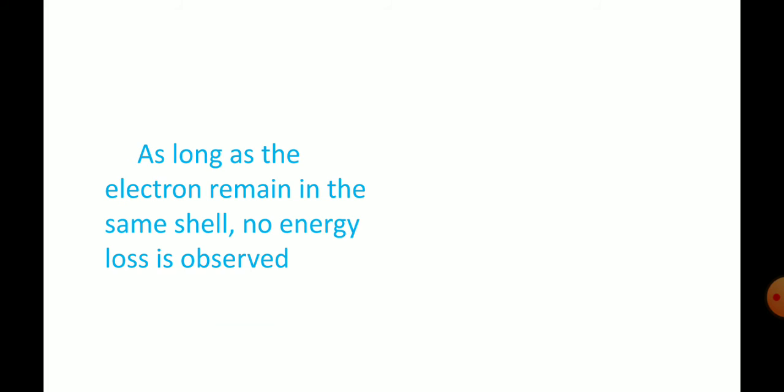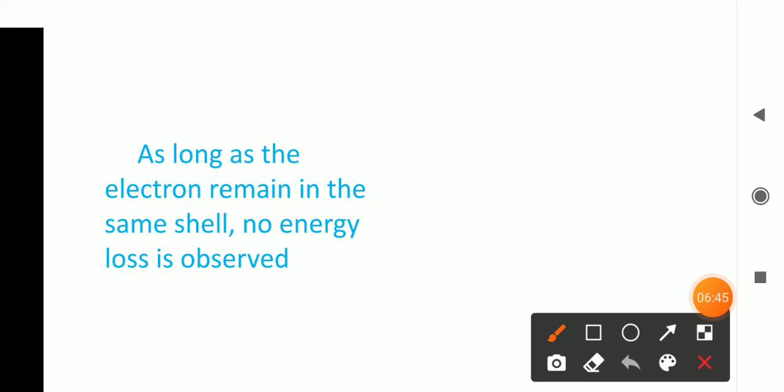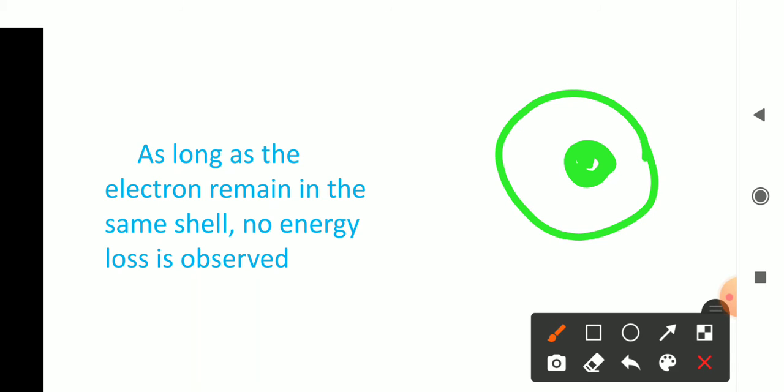So now Niels Bohr is telling very clearly about this energy loss. This point is very important. We have to pay attention and listen. Look here, as long as the electron remains in the same shell. Look here, I have drawn the simplest structure of Niels Bohr's atomic model. Here the nucleus is present at the center, and here this is the energy level or orbit. Imagine this is the electron, and this electron keeps revolving only in the same path. There is no change in the path.